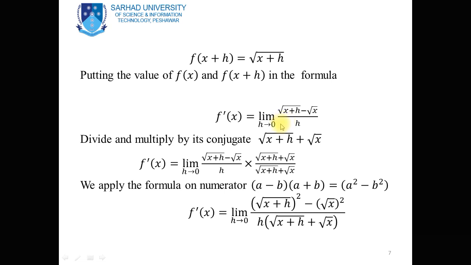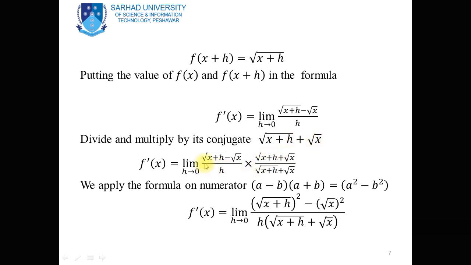Now if we put the limit h tends to 0 in this formula, if we put h is equal to 0 in this expression, we obtain under root x minus under root x, which is 0, and divided by 0. So 0 by 0 form means this is undefined. Now we are going to evaluate this limit. To evaluate this limit, we take the conjugate. We can divide and multiply this expression by under root x plus h plus under root x.